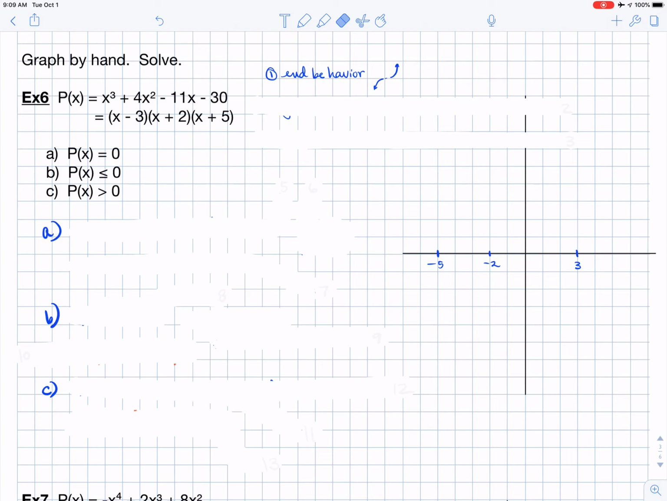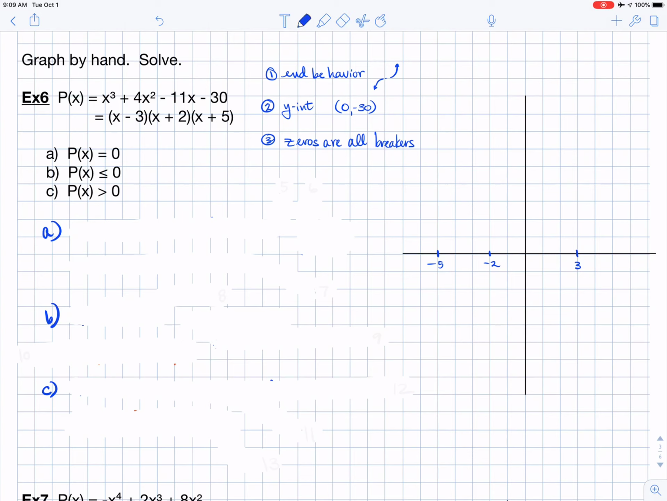Secondly, we can find easily the y-intercept. Look at the standard form again, plug in 0 for all your x's, and you'll see that your y-intercept occurs at negative 30. We can write that as a coordinate (0, -30). And then the third thing that I'd like to look at is that all of the zeros, look at the factored form, all of the zeros are breakers because there's only one of each. So then graphing is really simplistic.